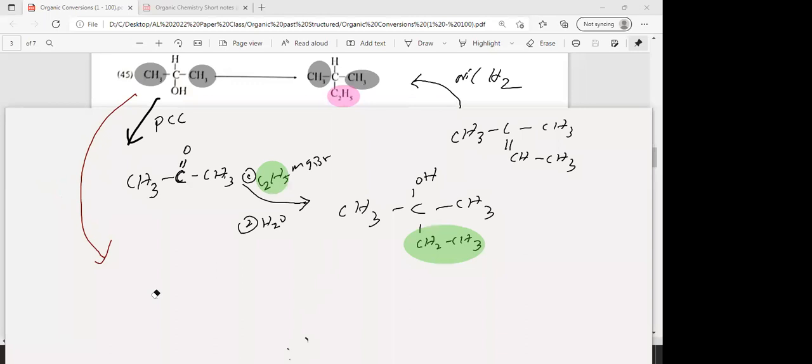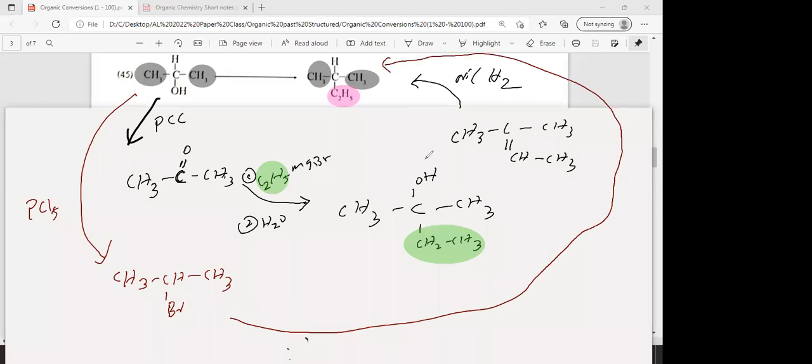You can put PBr3 or PCl5. Then you get CH3, CH, then Br, CH3. And then you can add here CH3CH2MgBr, that is C2H5MgBr. Okay, so you can do this in two steps, right? You can do this in two steps. If you want, you can convert this existing one into MgBr, or you can put Mg that one separately. Yeah. Both are correct. Right?